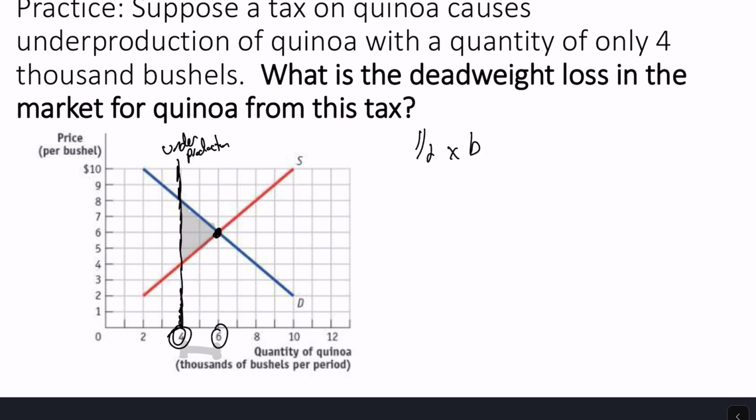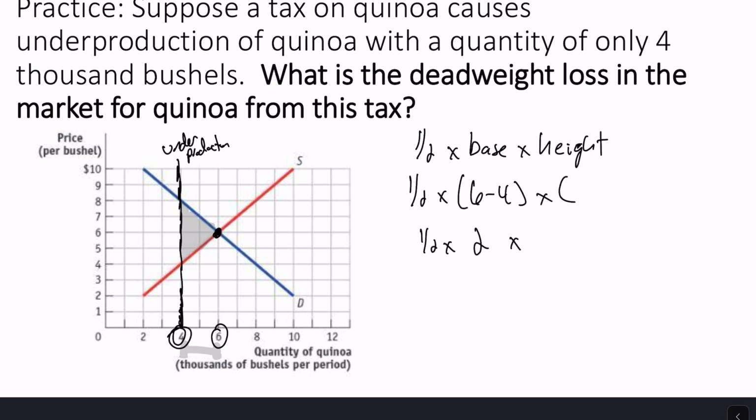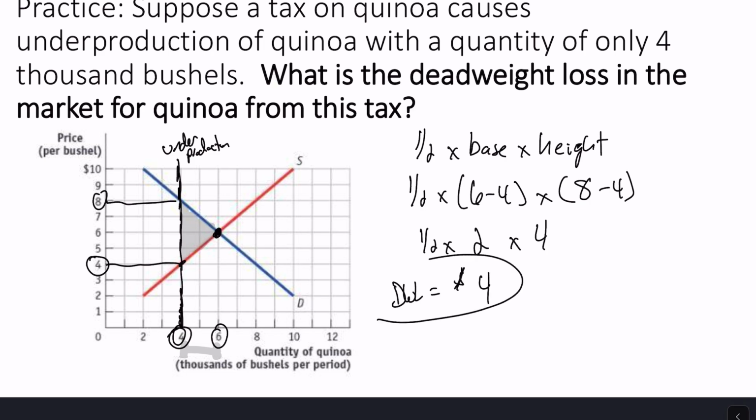What's a 1/2 times base times height for the area of a triangle? Our base is going to be 6 minus 4, or 2. Our height is going to be 8 down to 4. Right? So our height's going to be 4. Right? And so you put that in your calculator, and you'll get a deadweight loss equal to $4 in this case.